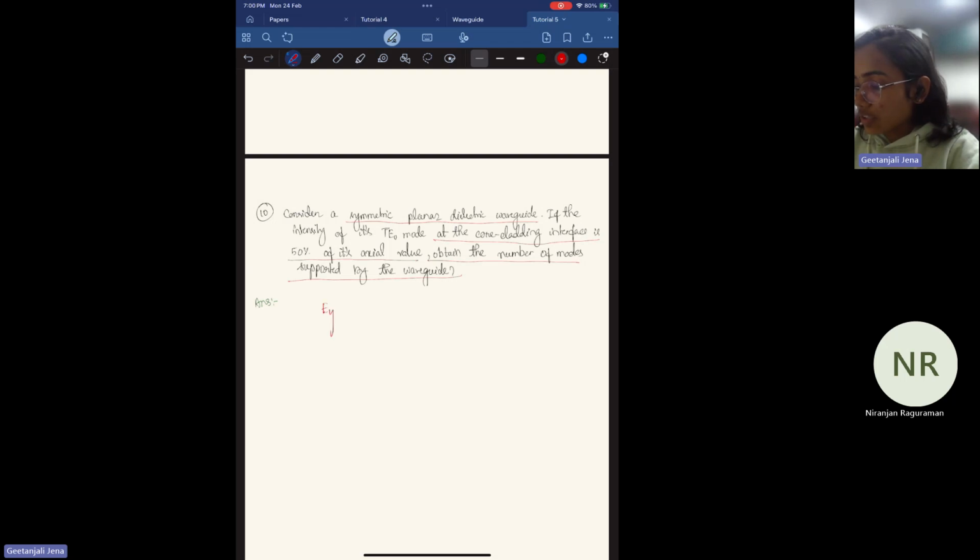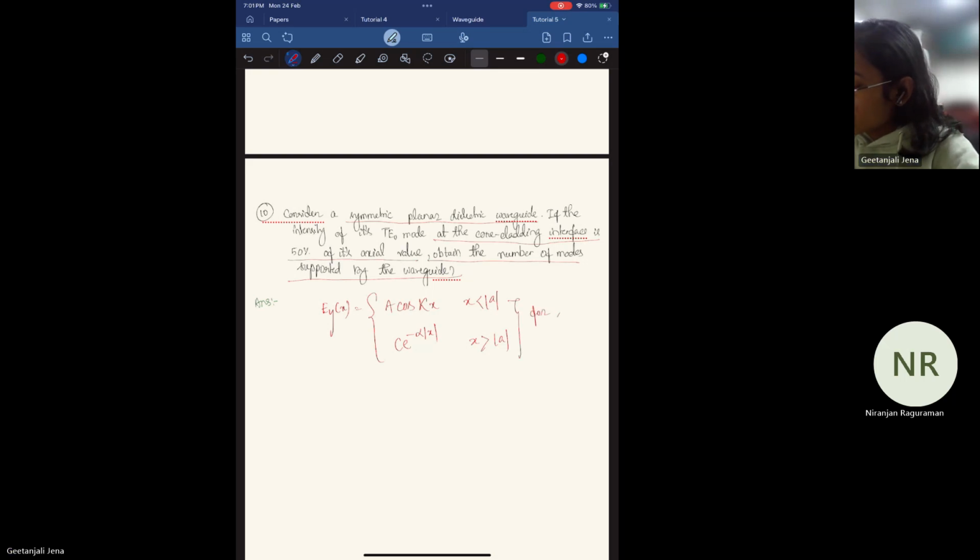So recall for a symmetric waveguide, we have A cos kappa x for x less than mod a. This is for the symmetric mode. If it is antisymmetric, then that will be sine. So I am writing it for the TE0 mode. And in the cladding, we have C e to power minus alpha mod x for x greater than mod a. So this is for symmetric.